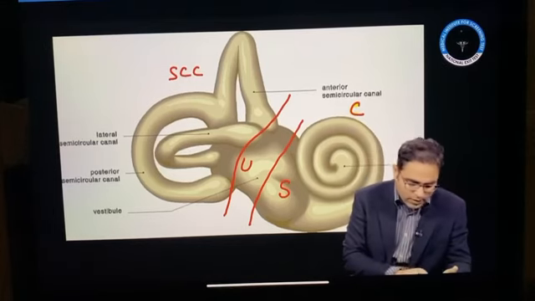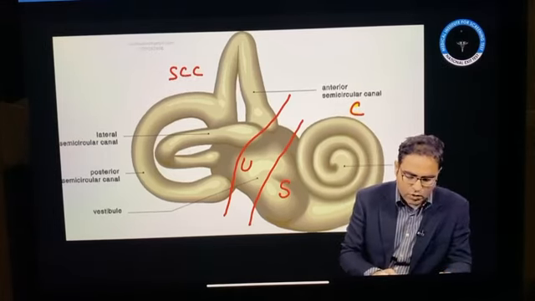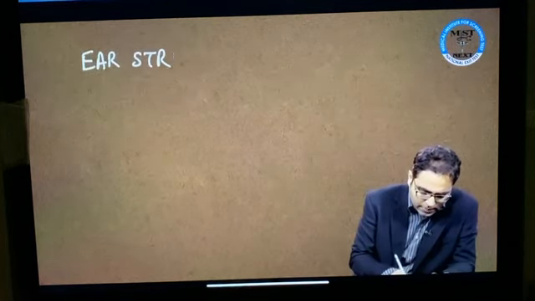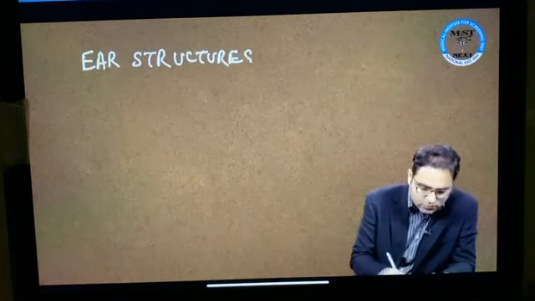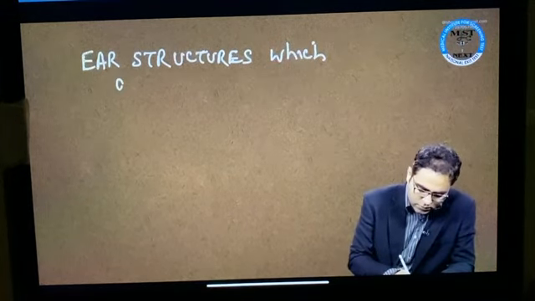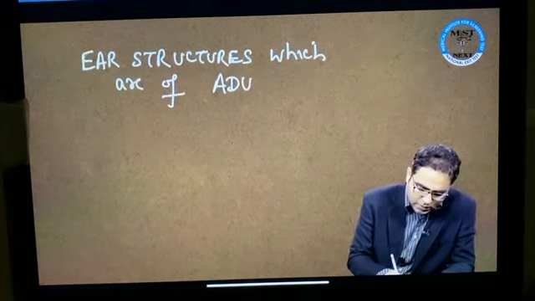Okay, fine. Now some of the extra things to be remembered about the development. Now write down the next one. Write down one viva question or multiple choice question. Write down ear structures which are of adult size at birth.